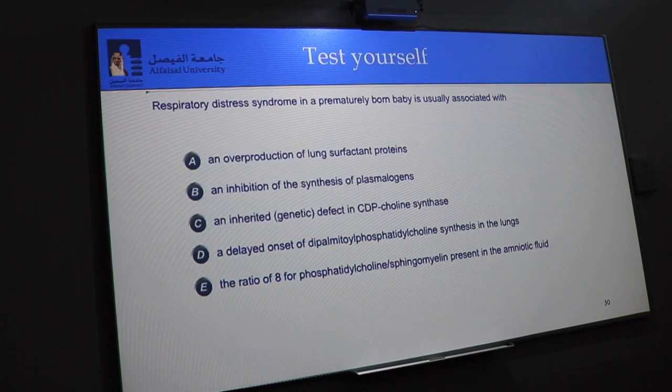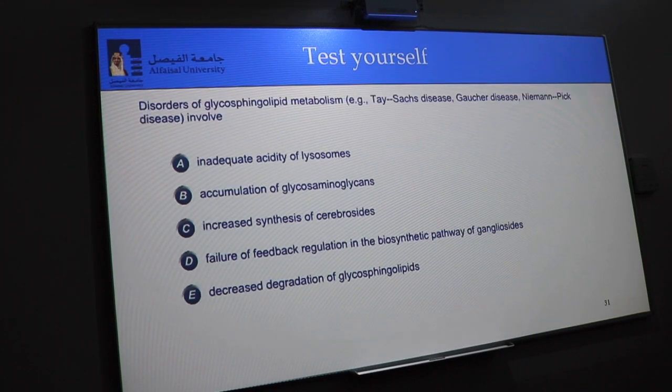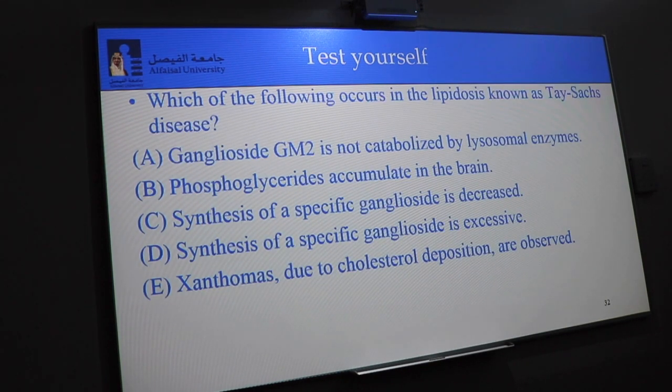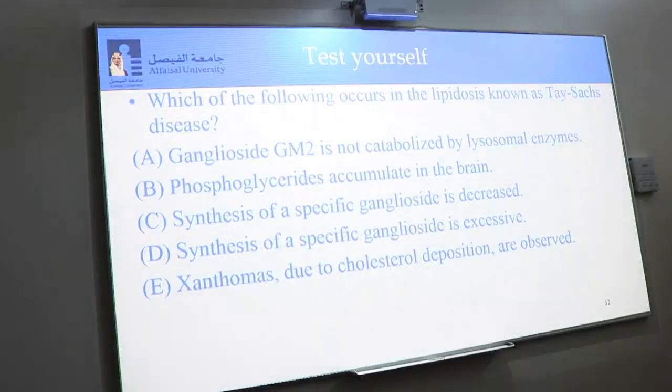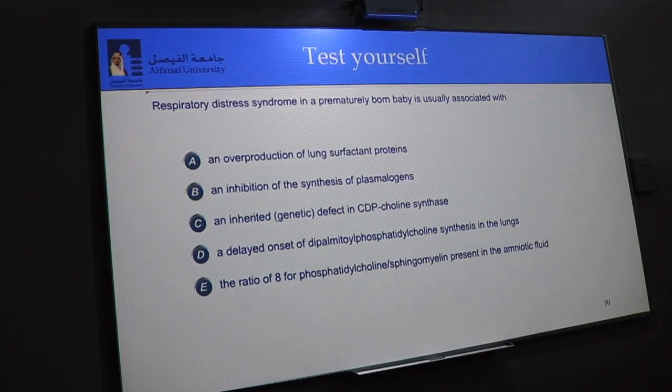So you have question to test yourself. RDS, do it at home. And it is another example, a third example. No need for the answer. You have to know the answer. If you don't find the answer, send me an email.